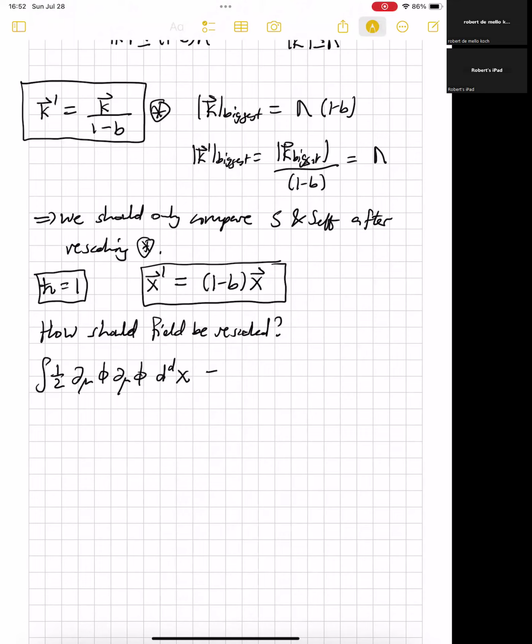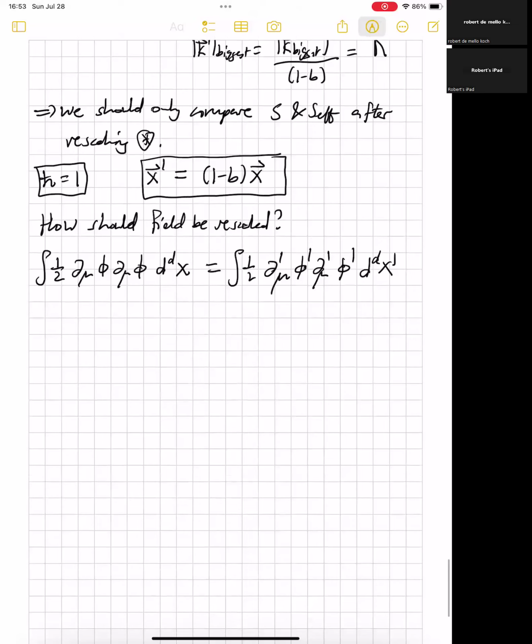So I would like this to be equal to the integral of 1/2 ∂'_μ φ' ∂'^μ φ' dx'. So this is d by dx primed, phi primed, d by dx primed, phi primed, d dx primed. And this, in fact, determines everything. So let's see why. First of all, how does d by dx relate to d by dx primed? Well, you can just use the chain rule. We know how the x's are related. I'm just going to state what the answer is. You get a factor of 1 minus b sitting there.